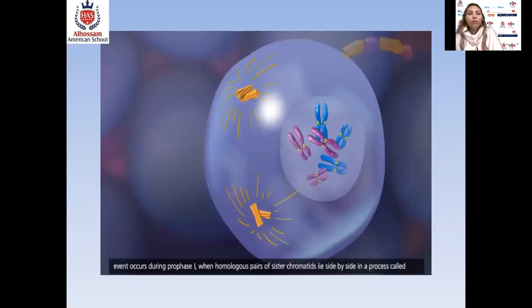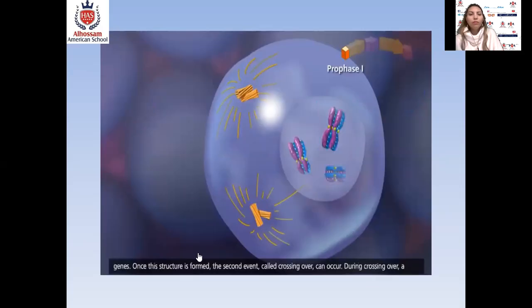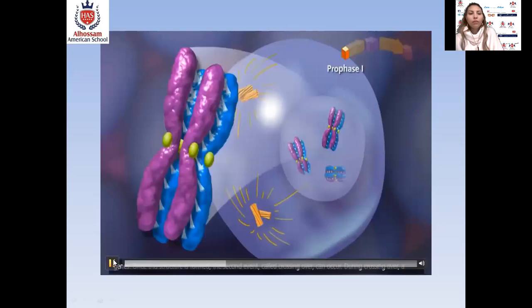The first event occurs during prophase 1, when homologous pairs of sister chromatids lie side by side in a process called synapsis, forming a tetrad or bivalent. The homologous chromosomes share similar but not necessarily identical genes. Once this structure is formed, the second event, called crossing over, can occur. Here, you can be focused, okay?